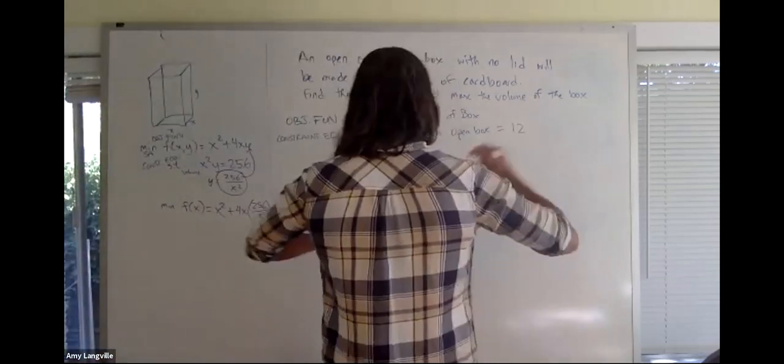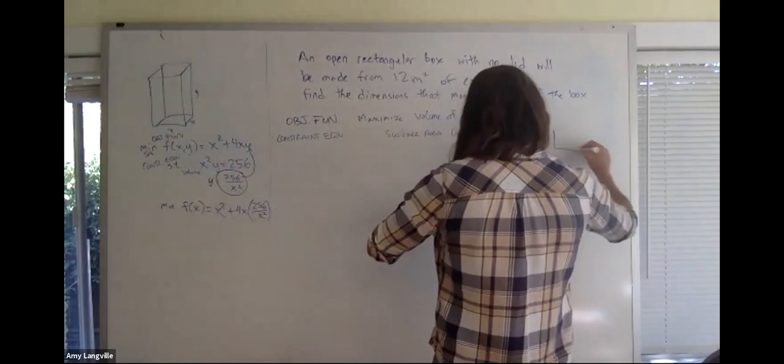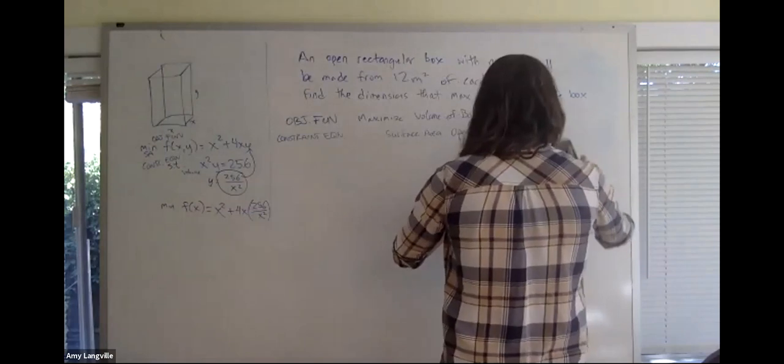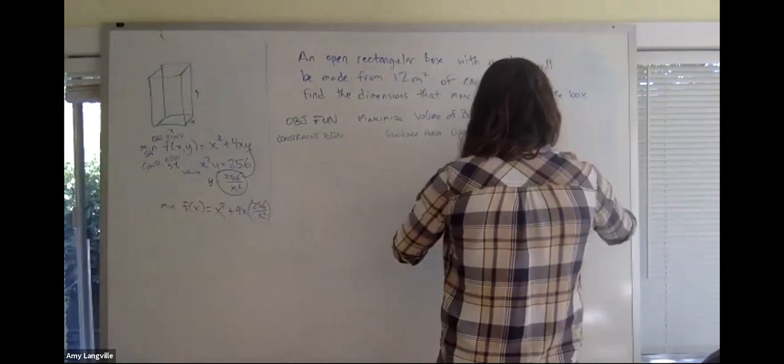Suppose this is the picture we decided to draw. We want to draw a box. Well, that looks square, but maybe I'll make it a little more obvious. It's rectangular.